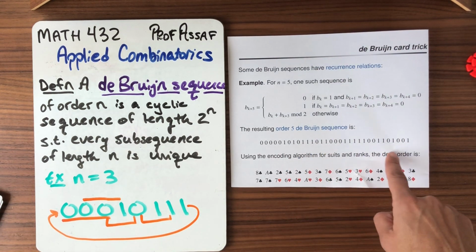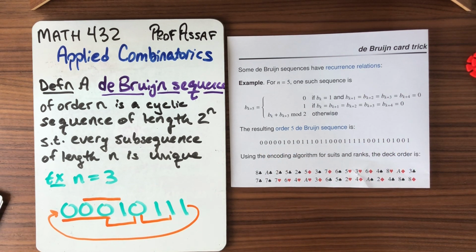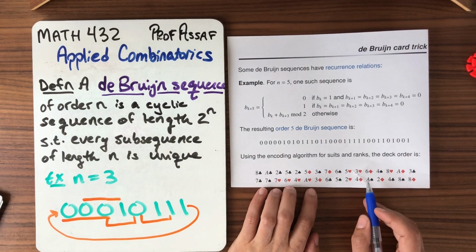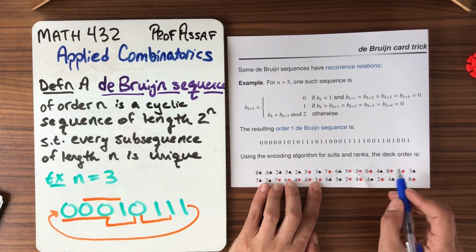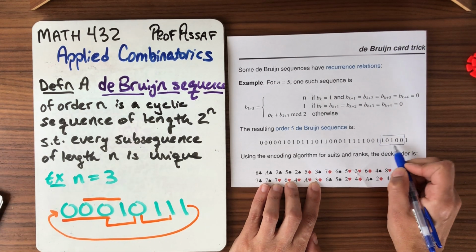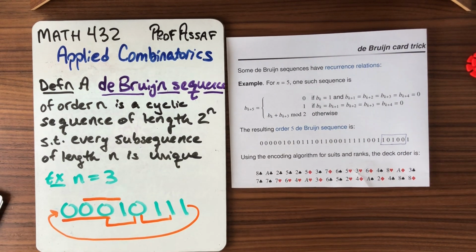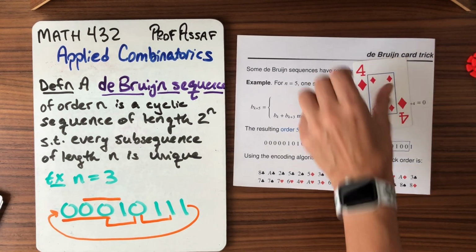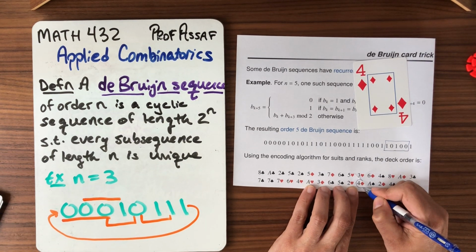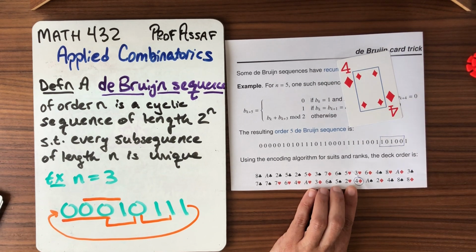This is an order 5 De Bruijn sequence. There are 32 bits listed here in a particular order. Each string of length 5 is unique and tells me what a card is. So for this particular example, if I took this length 5 sequence 1, 0, 1, 0, 0, that is exactly the 4 of diamonds that I had down here. That's what matches up here. So what's the next card?